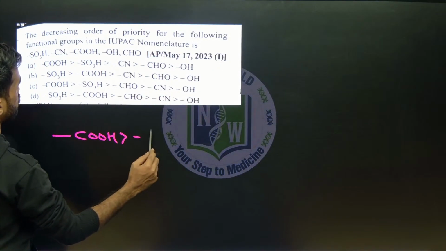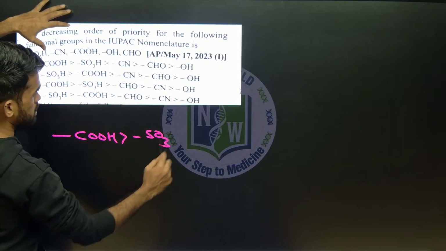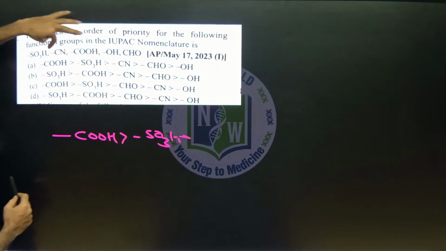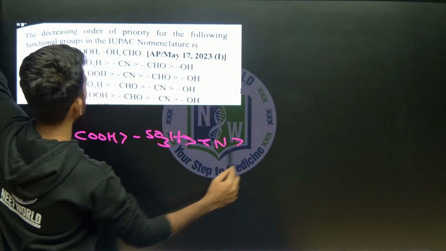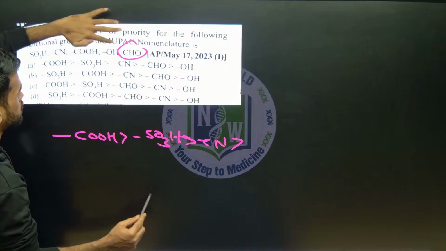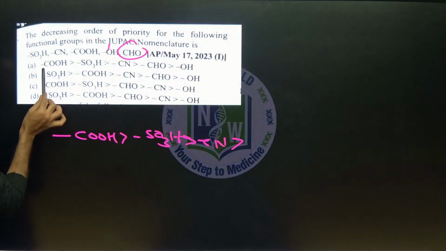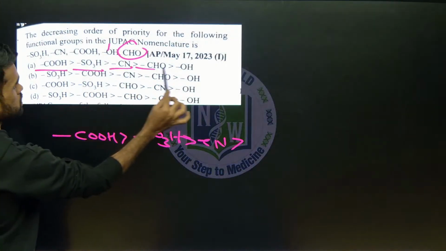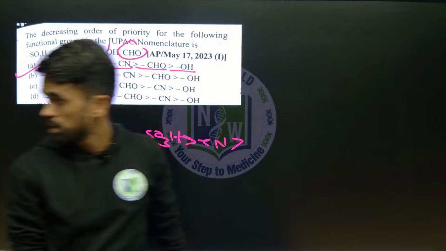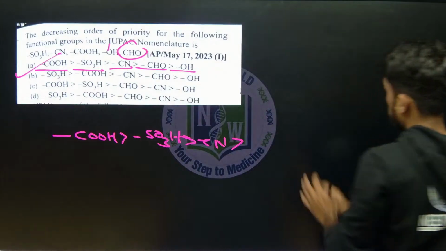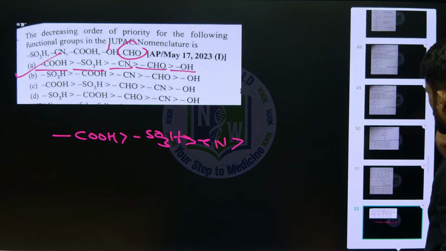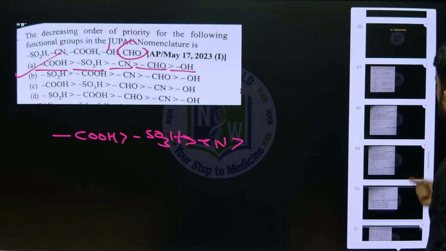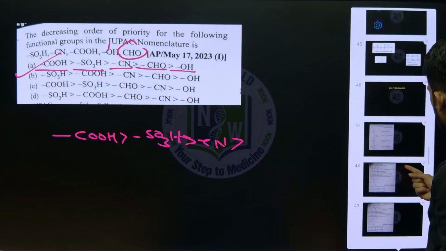The next, out of the cyanides, are sulfonic acids. The next, out of the cyanides, we have... and the next, aldehydes are more prioritized than alcohols. So where do we have carboxylic acid, sulfonic, cyanides, aldehydes? So the first option will be your perfect answer. Okay. So based on priority order only we can expect a direct question, or looking at them we can make the questions here. See, we have a question here.